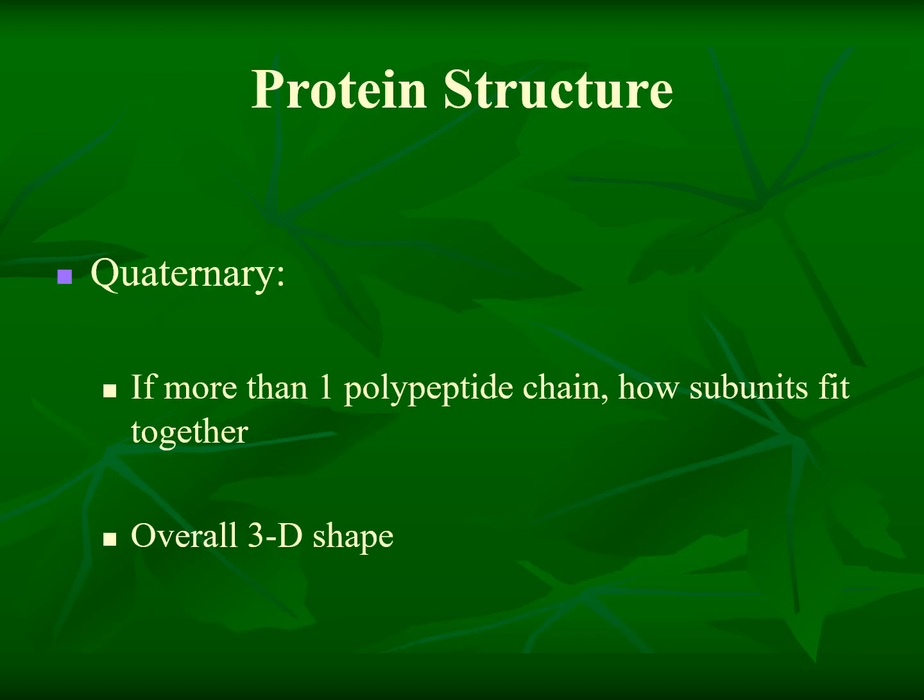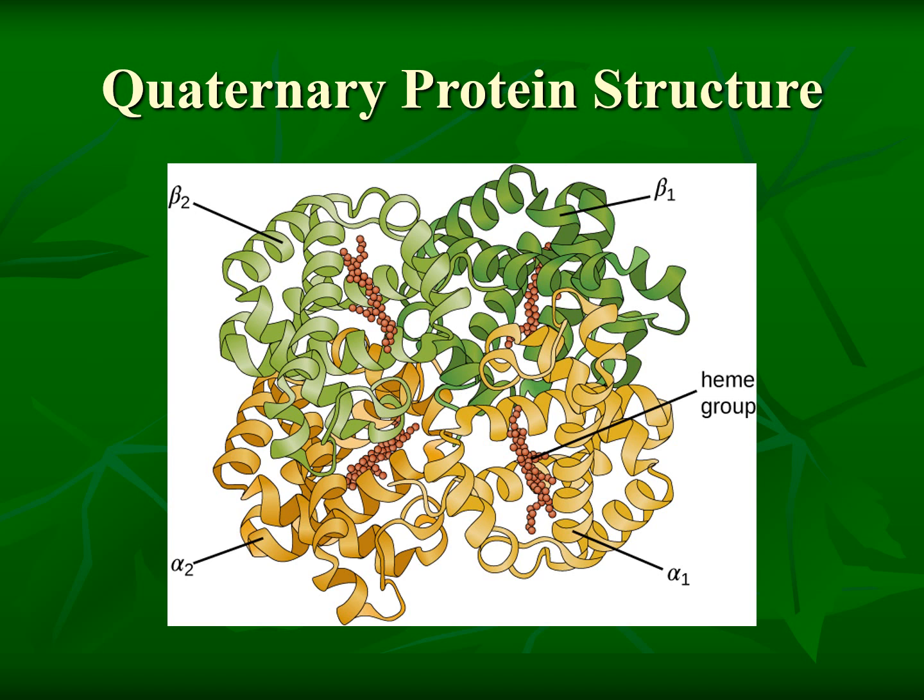For some proteins, you can continue on and have what's known as the quaternary structure. And this is where you have subunits that must fit together to form the overall protein. So if you have multiple subunits, they're going to have their tertiary 3D shape. But then how you fit the subunits together to form the overall 3D shape, that is what the quaternary structure is going to be. So in this, it's labeled, you can kind of see that you have 4 different subunits. And that's the quaternary structure, how they fit together.